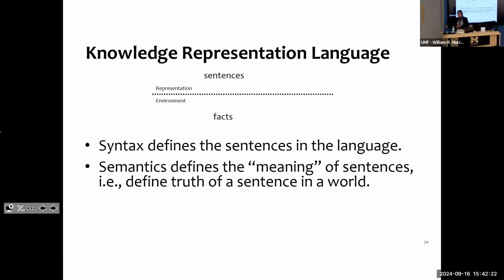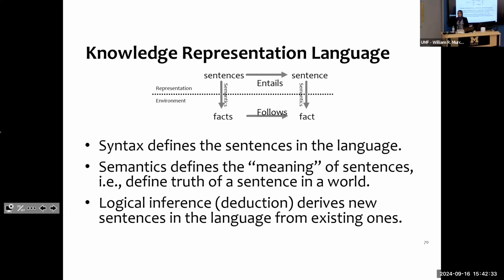Next, we can interpret that to understand the meaning, or the semantics, that defines the meaning of a sentence. For example, define the truth of a sentence in the world, okay? Then we have logical inference, which is the deduction that derives new sentences in the language from existing ones. For example, if I say I'm happy, it will make someone else happy. It's automatic, okay?